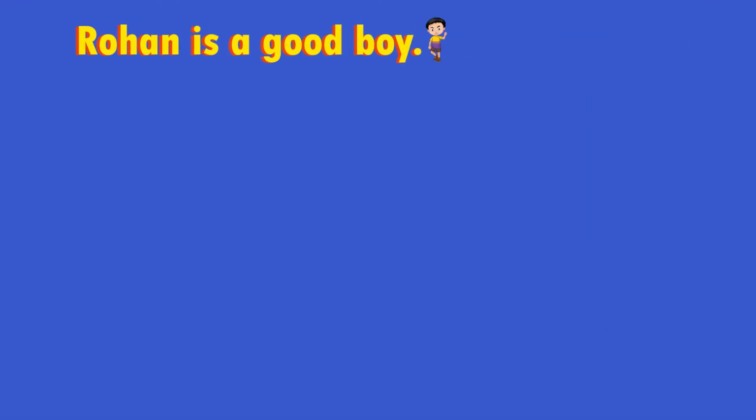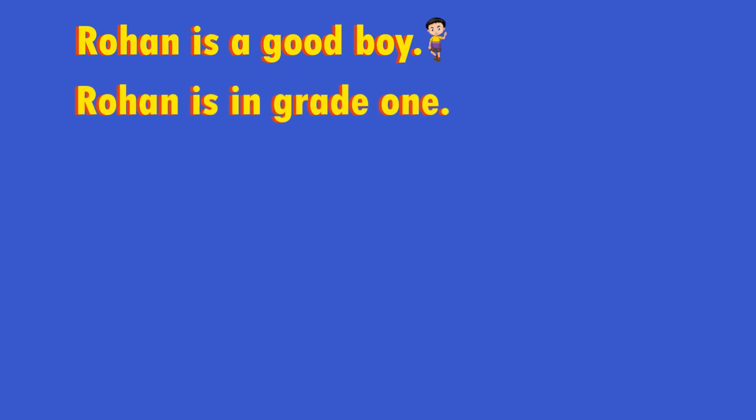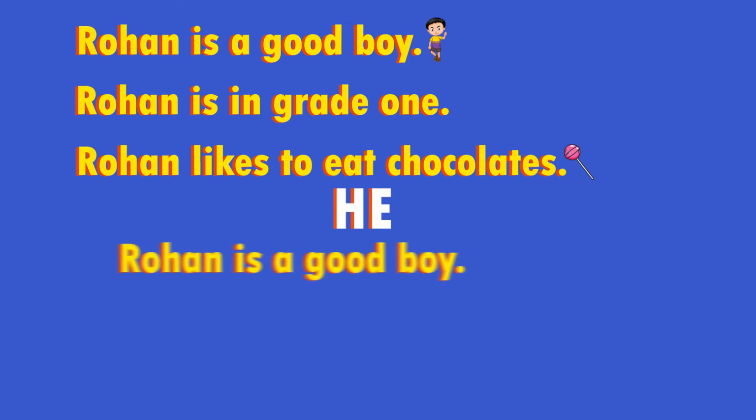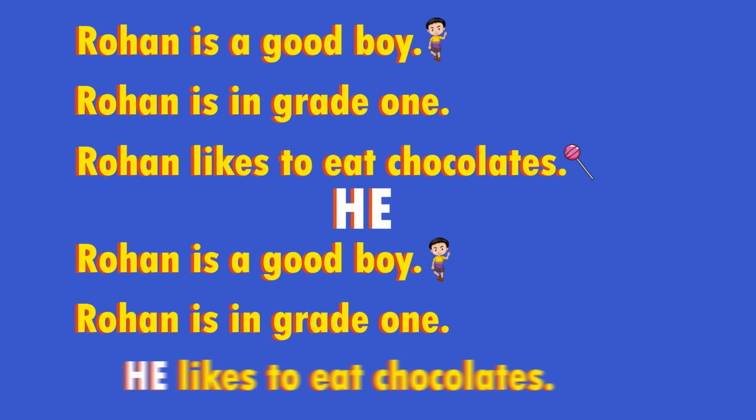Now let's take another sentence. Rohan is a good boy. Rohan is in grade 1. Rohan likes to eat chocolates. In this sentence, instead of repeating the noun Rohan, we can use another word. We can use he instead of Rohan. Let's repeat the sentence with he. Rohan is a good boy. Rohan is in grade 1. He likes to eat chocolates.